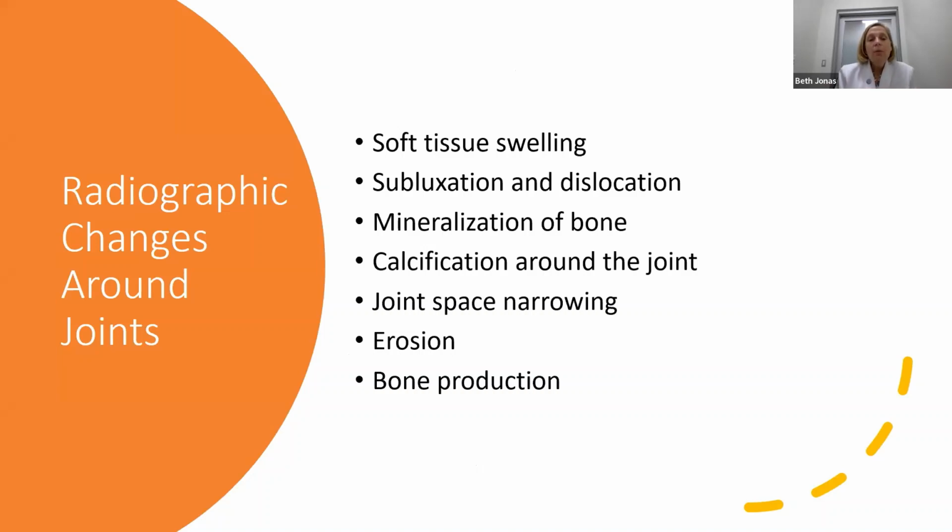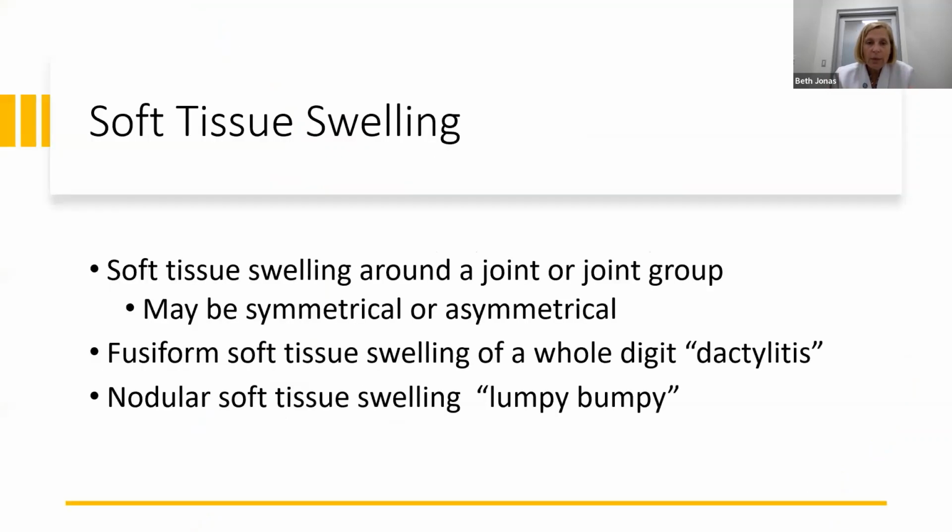So we're going to look at these multiple radiographic changes which you can describe that occur around the joints: soft tissue swelling, subluxation, malalignment, dislocation. We talked about the mineralization of the bone, osteopenia. If there's calcification around the joint, that can be useful, joint space narrowing, erosion, and any bony production. So those are the features that we are going to be looking to be able to describe as we systematically go through the X-rays.